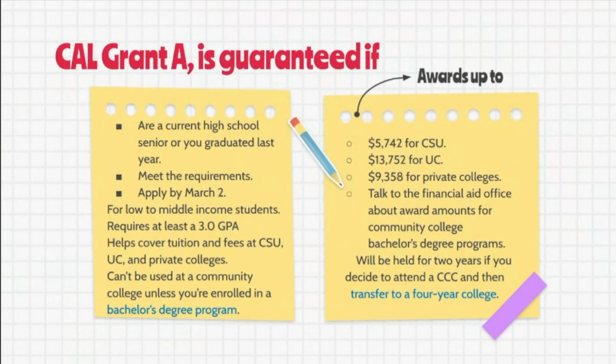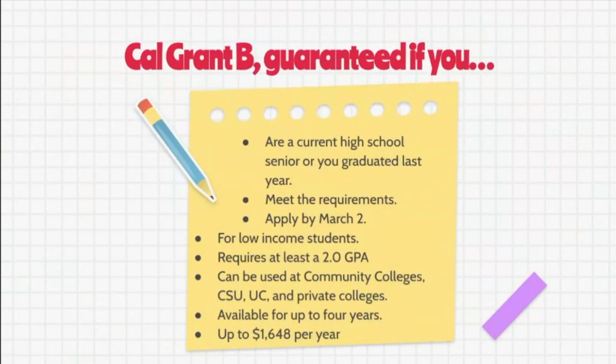It will be held for you until you decide to attend or transfer to your four-year university if you're attending a community college, okay? Obviously there's a pretty large difference in how much you're getting depending on what school you're attending, right? The reason for that is because tuition varies by school, and of course the cost for a UC is far greater than for a Cal State, but you're still getting aid either way, right?